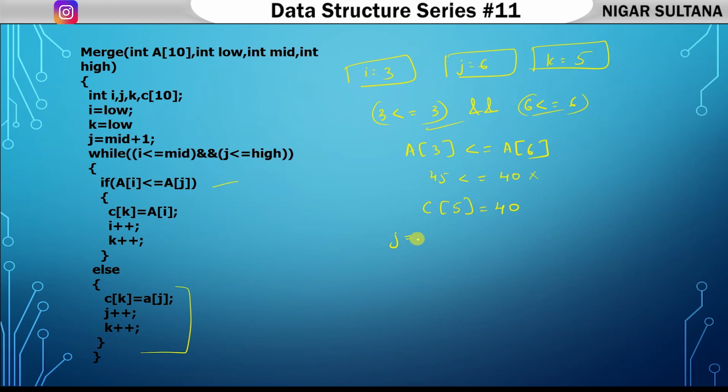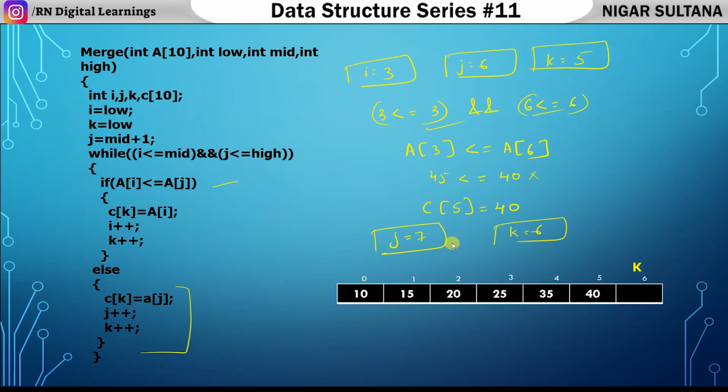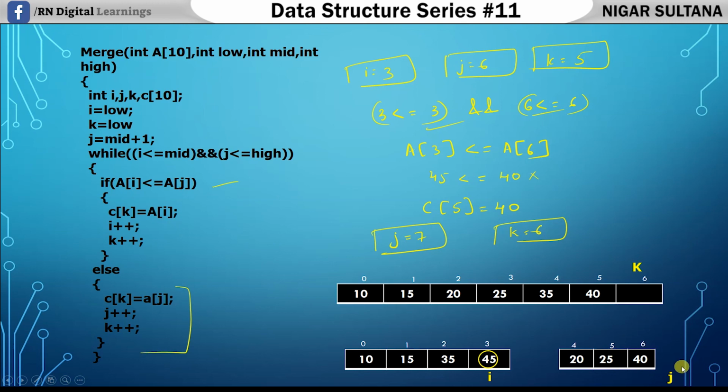J was 6, now it has become 7. Increment k from 5 to 6. C of 5 is holding 40, and j has been incremented, k is incremented to 6. So j was earlier at 6, now it has incremented to 7.